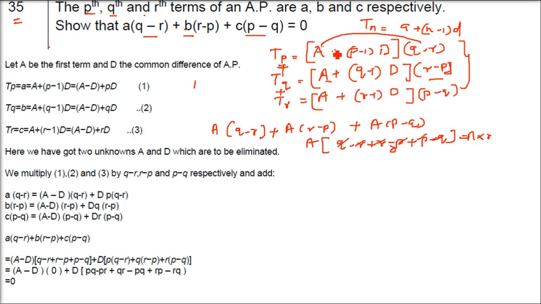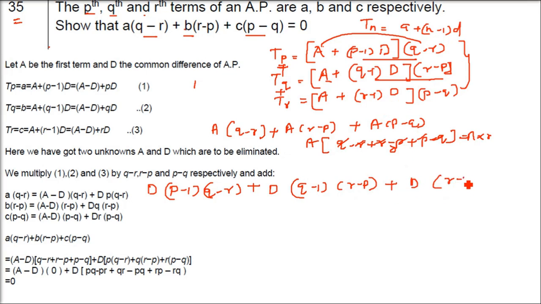And what about the other term? If you actually multiply, A will be multiplied by Q minus R, and P minus 1 into D will be multiplied by Q minus R. The A into Q minus R and other terms added, we have already done. Now we will only deal with this D: D into P minus 1 into Q minus R, plus D into Q minus 1 into R minus P, plus D into R minus 1 into P minus Q.